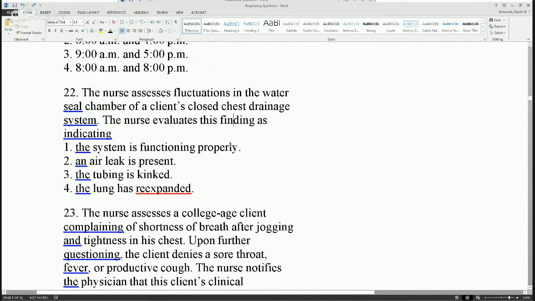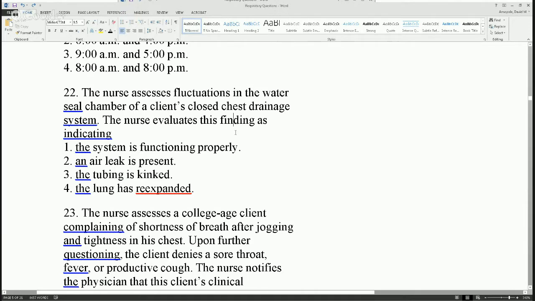All right, Jeff, the nurse assesses fluctuation in the water seal chamber of a client's closed chest drainage system. The nurse evaluates this finding as indicating what? Tidaling. Yes. The nurse evaluates this finding as functioning properly, because you want tidaling. If there is no tidaling, it may mean there's a leak, or the lung is back to normal.